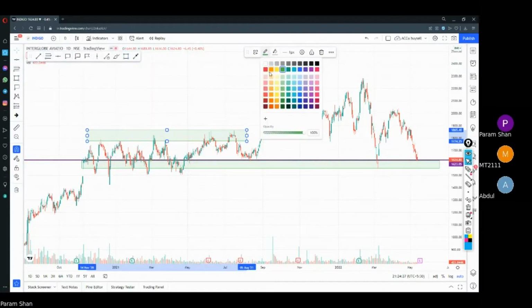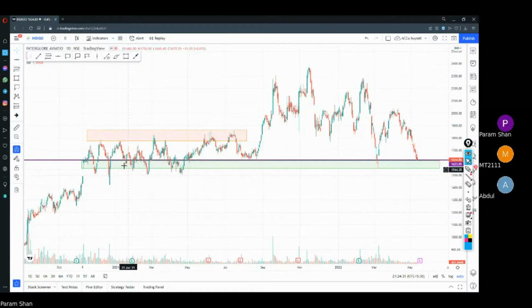All right. When we look at this support zone and resistance zone, many people think the price will go higher from here and that they will enter. People make mistakes. People buy from here and it goes down. So the resistance is not the right place for you to buy. It's the right place for you to sell.